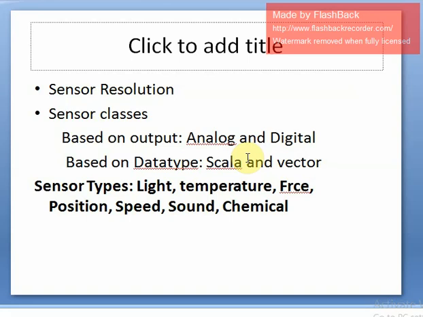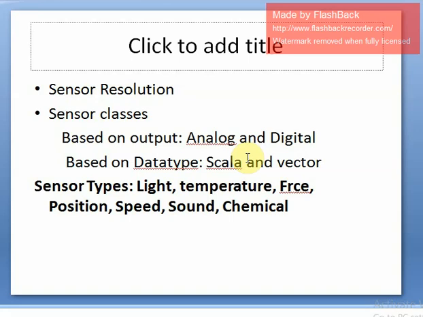Next one, the digital sensors. They give very simple, discrete voltage levels or signal levels. They have a binary value 0 or 1, or an on and off condition. Next one is the scalar sensors. They measure only the magnitude of physical quantities such as temperature, color, pressure, strain, etc.